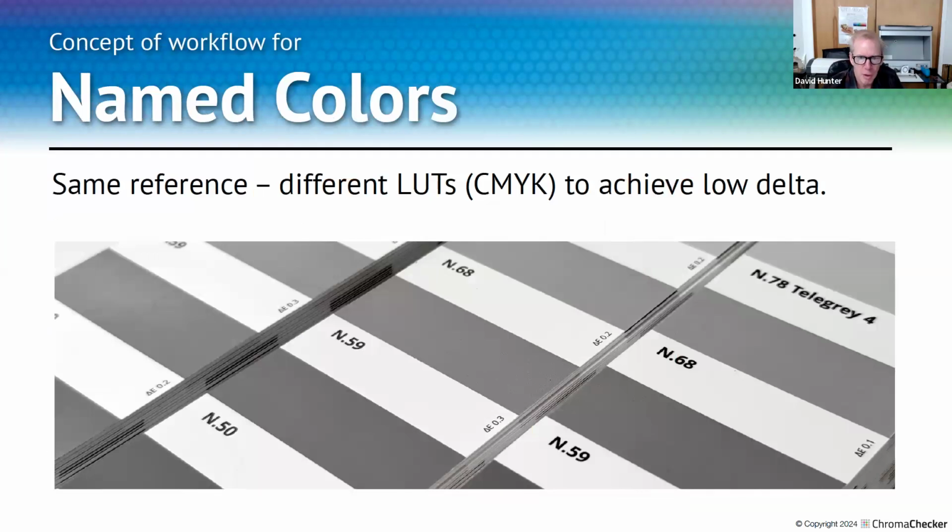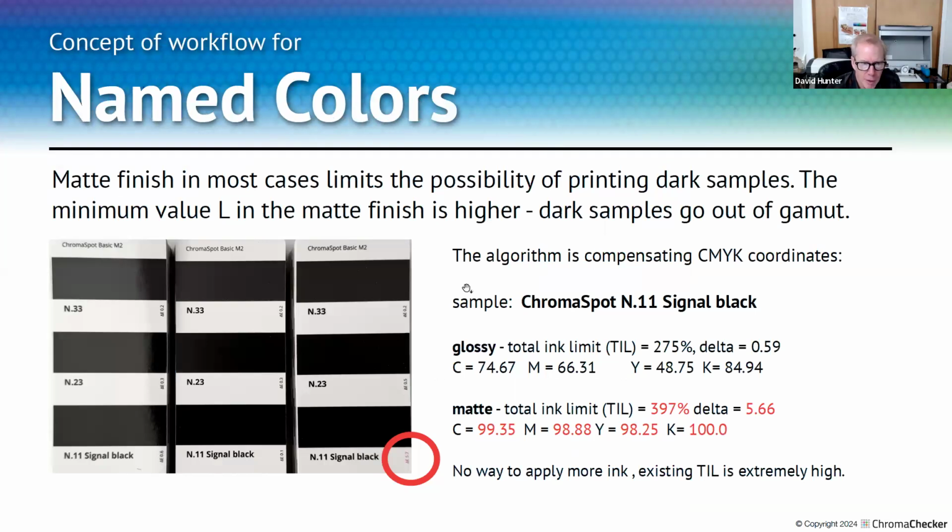Obviously, the more iterations you do, the lower delta E's you get. And you can see, again, the chipbooks are labeled automatically. You don't have to do this.